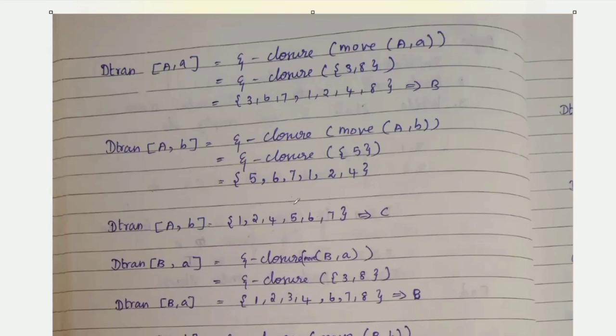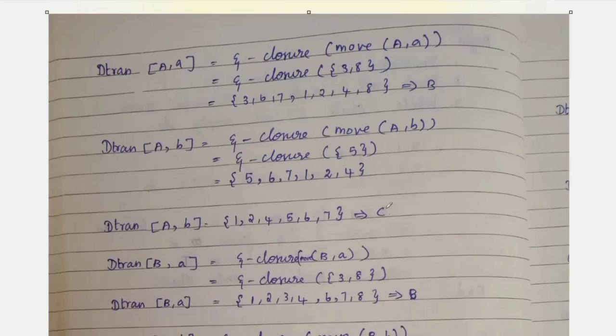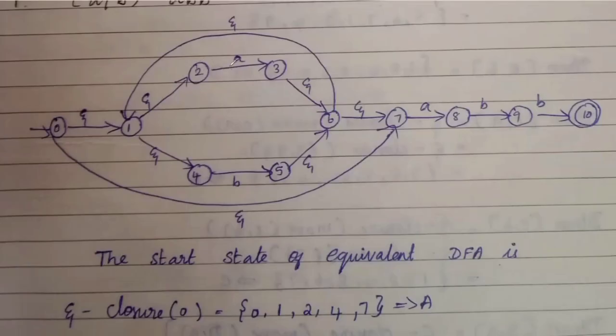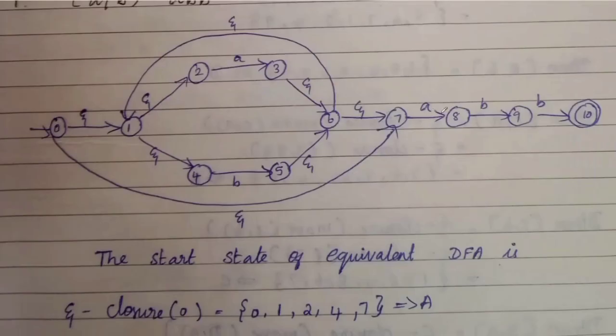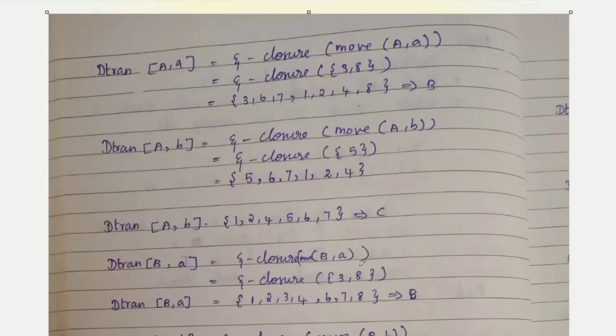We now repeat this process for newly found DFA states B and C. From DFA state capital B, which is {3, 6, 7, 1, 2, 4, 8}, on input a, state 2 on seeing a symbol a reaches 3. Here you write 3. State 7 on seeing a symbol a reaches 8. Here you write 8. Move(B, a) is going to be {3, 8}. So epsilon closure of {3, 8}, we already found, is going to be {3, 6, 7, 1, 2, 4, 8}.